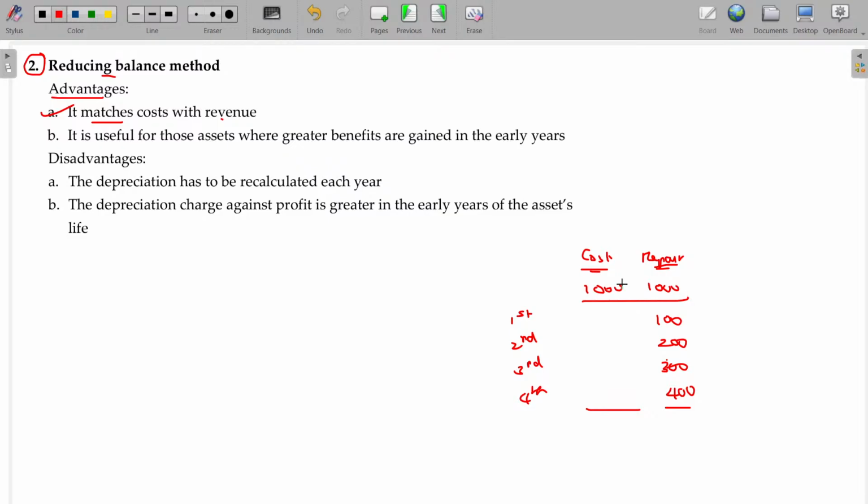If you follow straight line method depreciation, every year you are depreciating 250, 250, 250, 250. Then what about the overall cost you are debiting for this asset in your P&L account, in your income statement? 250 plus 100, 350. 250 plus 200, 450. And 250 plus 300, 550. 250 plus 400, 650. So as year increases, then the loss is also increasing. Logically, old asset leads to huge cost for the repair.